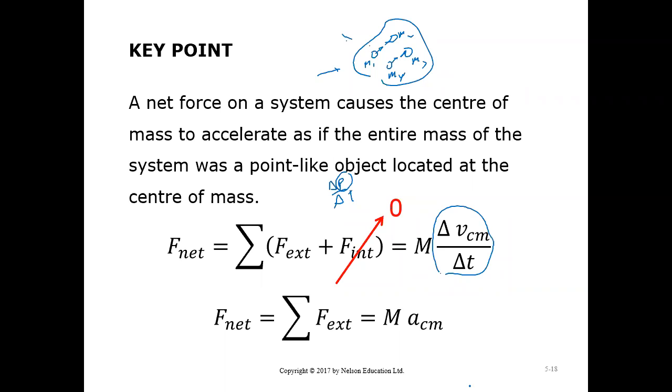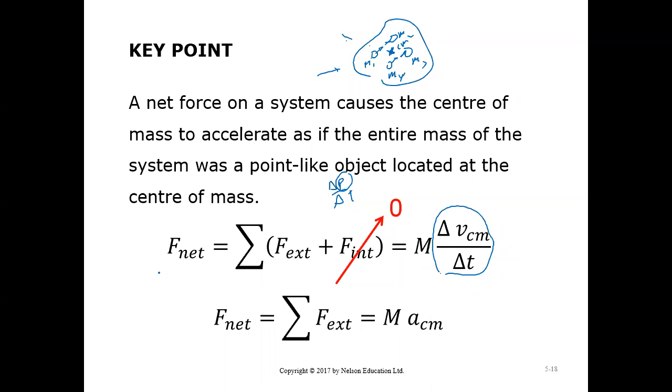We can say the net force on the system causes the center of mass to accelerate as if the entire mass, the collection of masses, is concentrated at the center of mass point. All this mass, we can think of as an imaginary point, which is the center of mass, which can be anywhere in the system. So the net force is going to cause the center of mass point to accelerate, given by Newton's second law, which is now for the entire system.